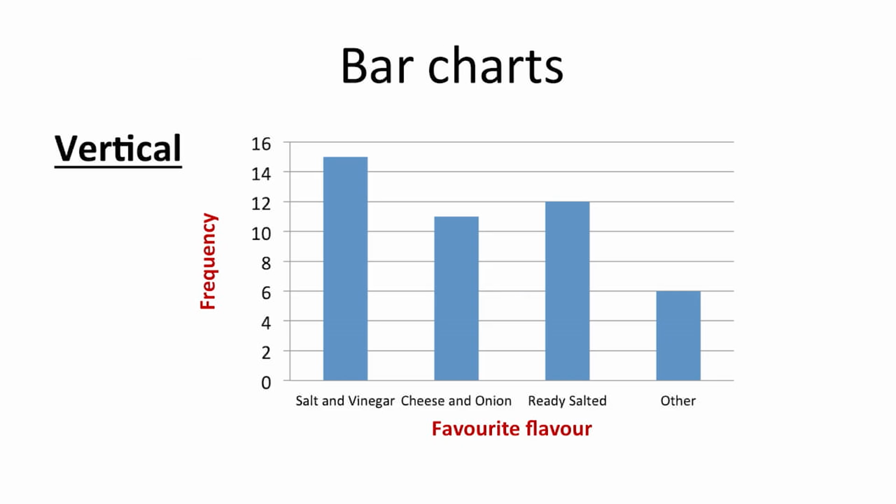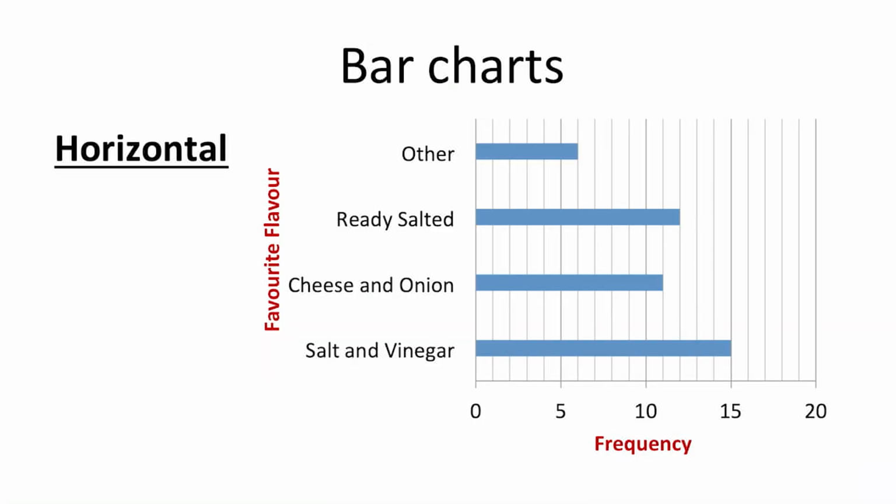Now, bar charts can also come in horizontal form as well. The frequency is now on the bottom instead of the vertical axis. Now, the rules apply exactly the same for horizontal as they do for vertical. Bars must be the same width, and you must leave gaps between them.